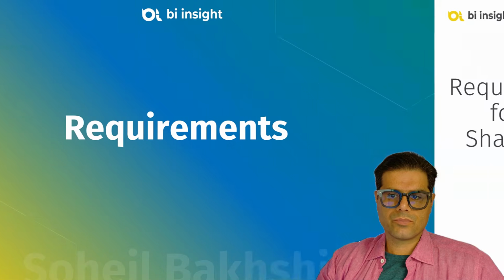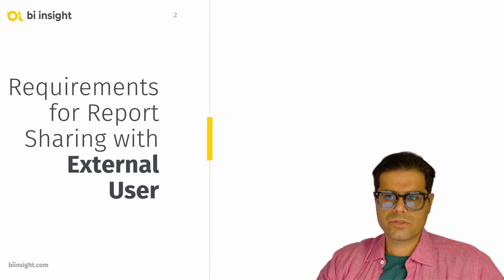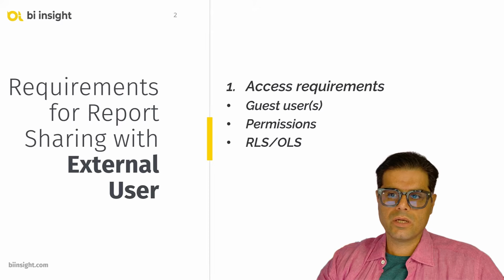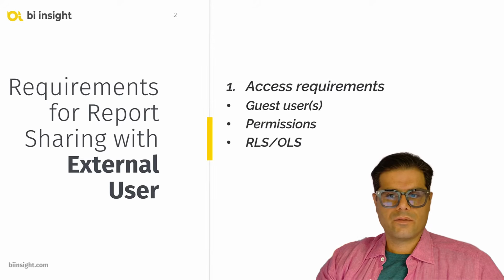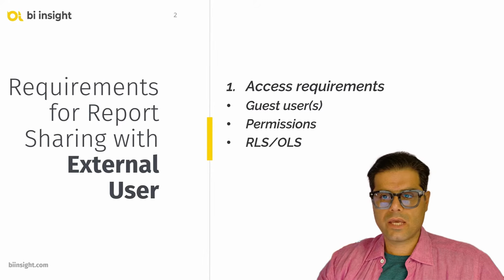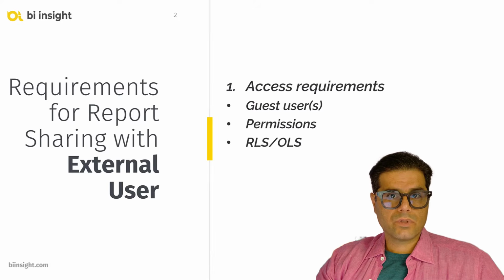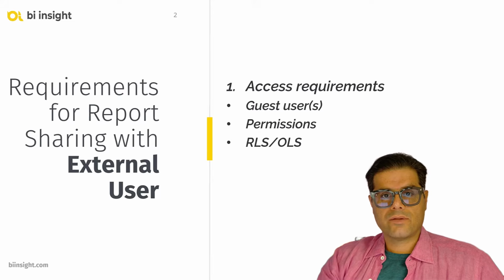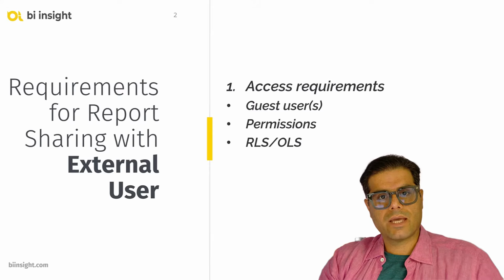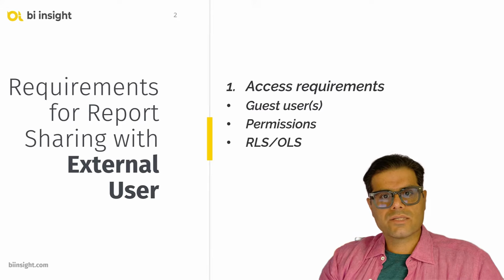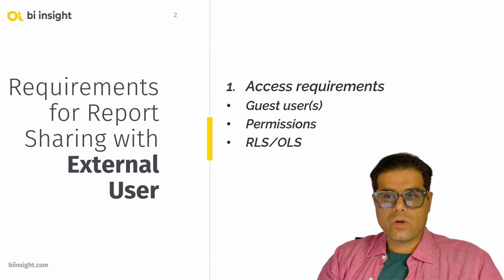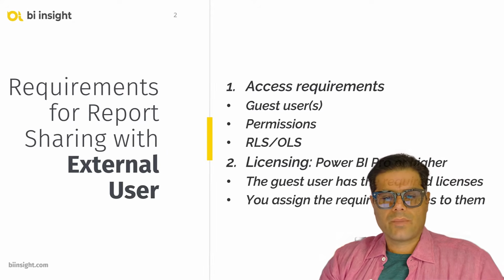The requirements for report sharing with external users can be categorized into two generic categories. The first one is access requirements, where we talk about guest users, who are guest users, and how an external user becomes a guest user. The second one is about their permission. And the third one, if the underlying semantic model contains role-level security and object-level security, then role assignment is another access requirement. The second one is about licensing.